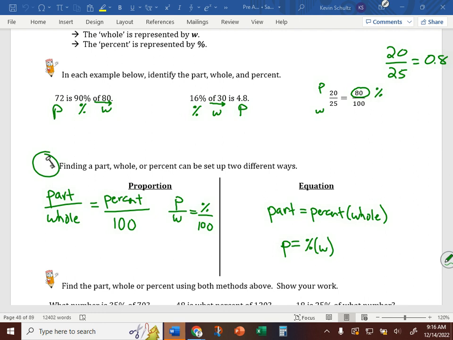Okay. Both of these formulas will get you to the answer. The process to use them is a little bit different. Obviously, one's a proportion, one's an equation, right? But they'll both get you to the same place.